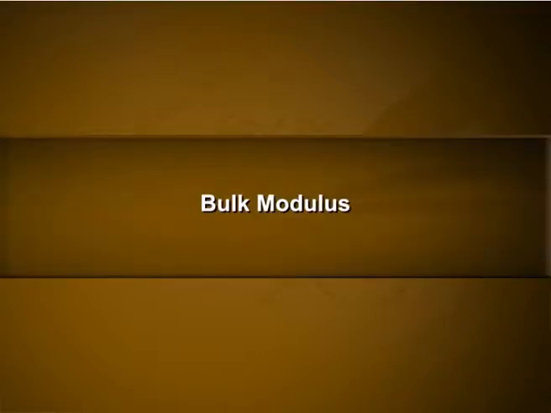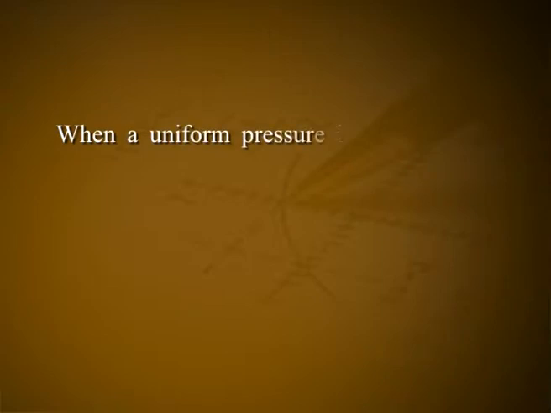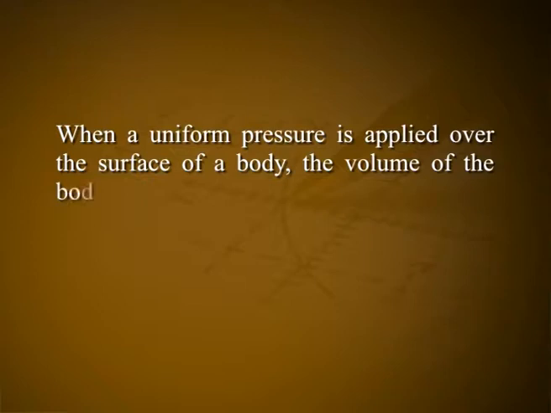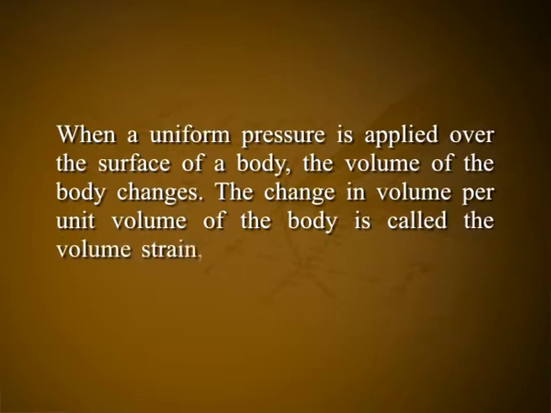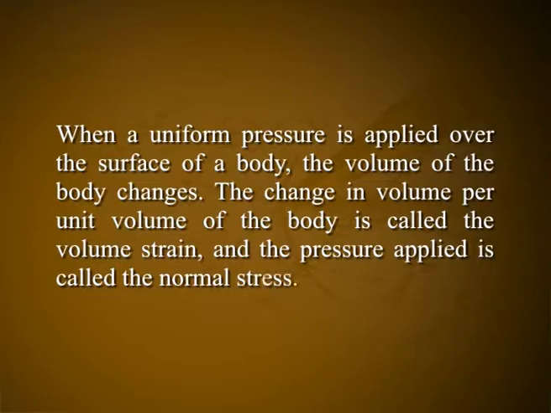Bulk modulus. When a uniform pressure is applied over the surface of a body, the volume of the body changes. The change in volume per unit volume of the body is called the volume strain, and the pressure applied is called the normal stress. The ratio of normal stress to volume strain within elastic limits is called bulk modulus of the material of the body.